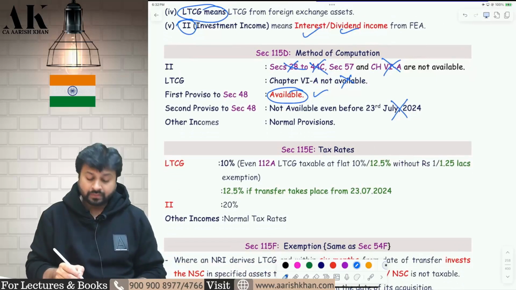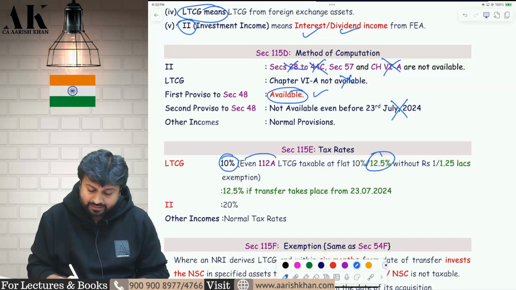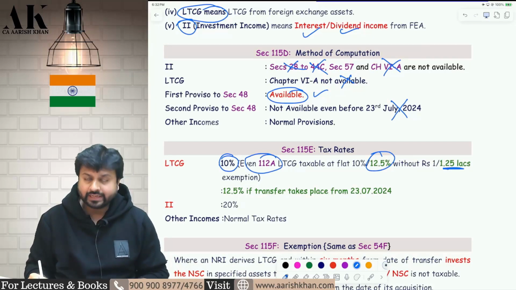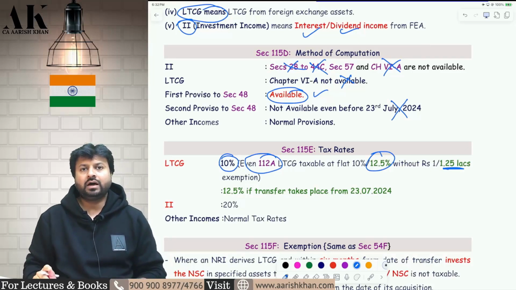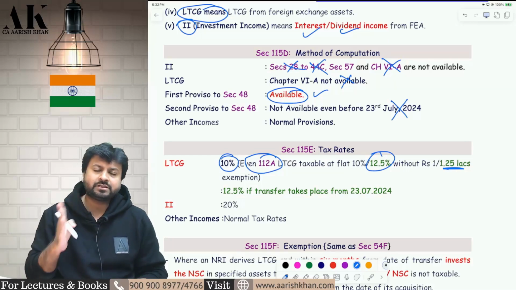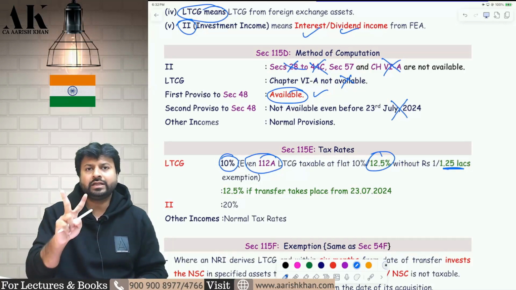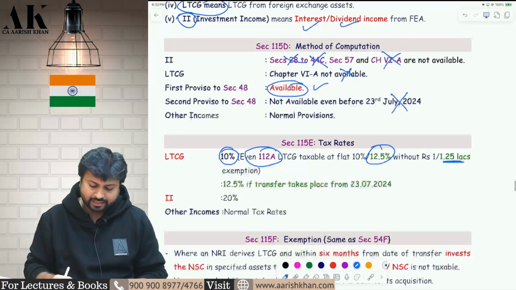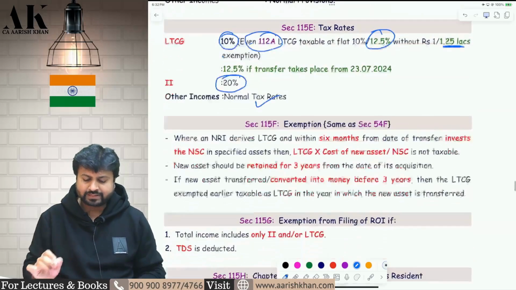Now, what is the tax rate? The normal capital gains rate is increased to 12.5%. The special capital gains covered under 112A is also increased to 12.5%, and you will also get an exemption of 1.25 lakhs aggregate in the entire financial year, from this financial year, that is 24-25. So if you transfer before 23rd July, it is 10%. If you transfer after 23rd July, 12.5%, and then you will get a total exemption of 1.25 lakhs in the entire year. Now, interest income and dividend income will be taxed at 20%. Other incomes will be taxable at normal rates.